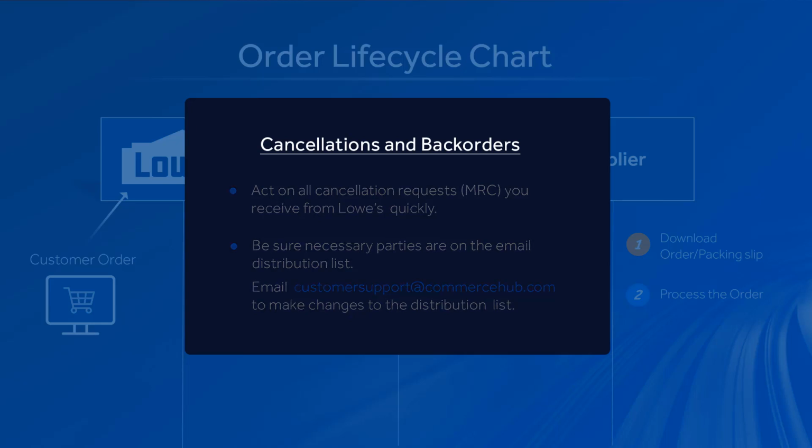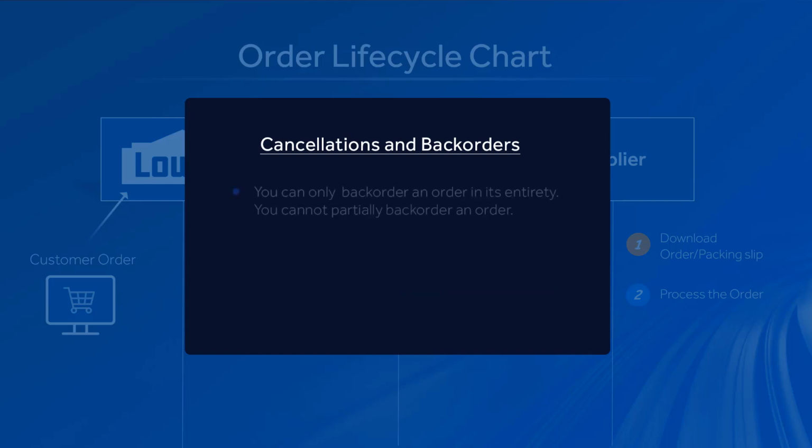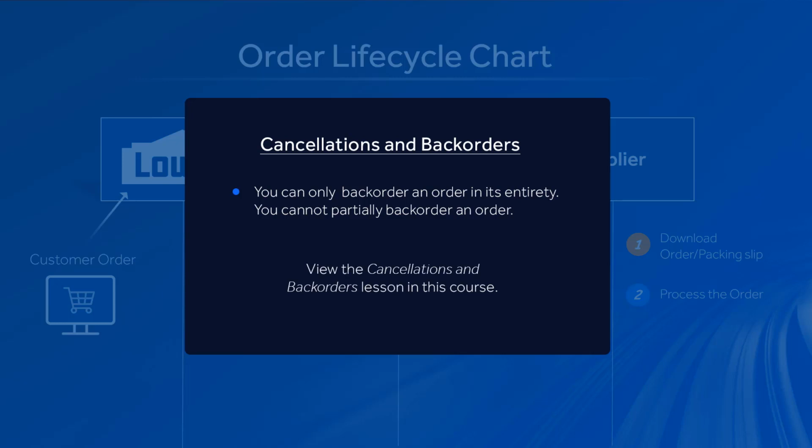There are times when you may need to backorder an order. Like cancellations, you must backorder the order in its entirety. You cannot partially backorder an order. For more detail around the requirements of cancellations and backorders, view the upcoming lesson in this course, and review the Ready to Sell guide from the course panel on the left.